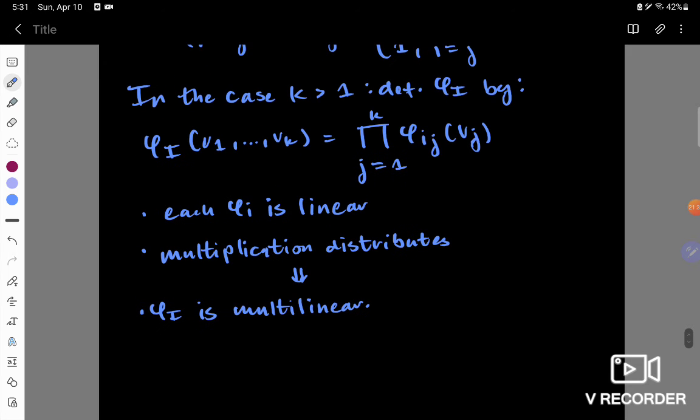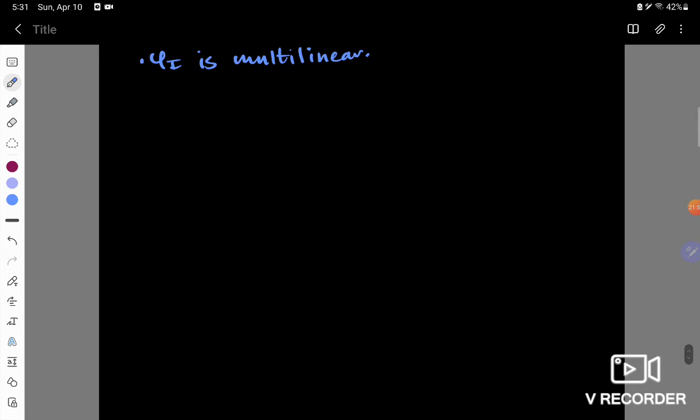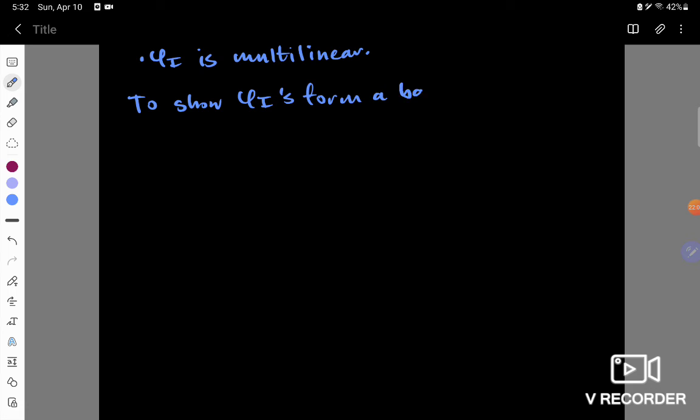Okay, so we have individual linearity, we have distribution over multiplication, so now we have the product of linear things across this distributive operation that is multilinear by definition now. So this has the desired values on our basis elements, or our tuples, a sub j1 through a sub jk, which can be checked. And now we will show these phi I's form a basis of L to the k of V.